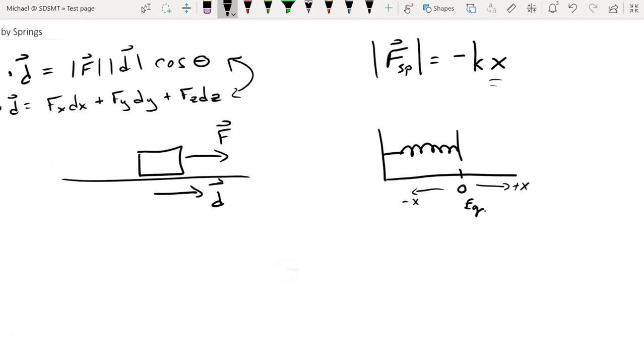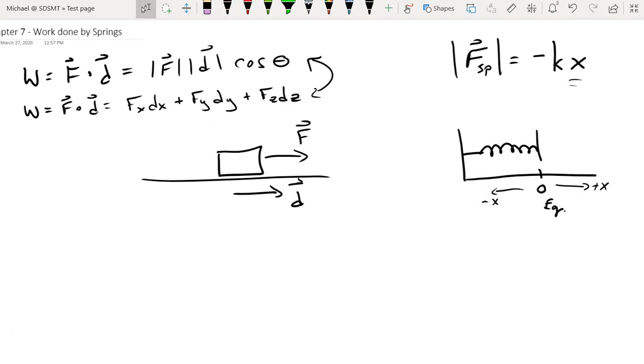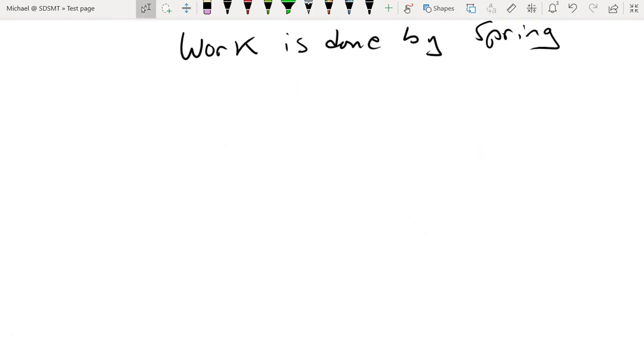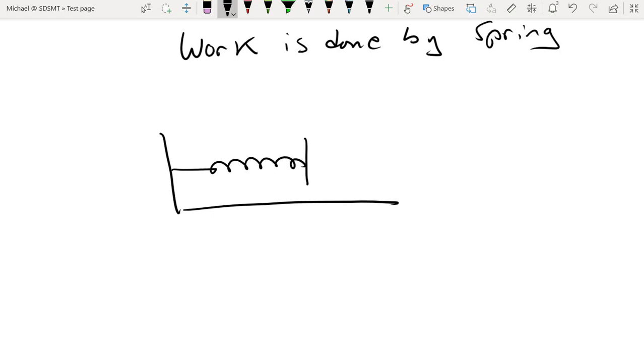So now we want to take this information and combine it so that we can find out how much work is done by a spring. For this, I am going to consider a mass of m, which has been attached to our spring. That spring is currently at its equilibrium position. And then we will displace the spring a certain displacement d.